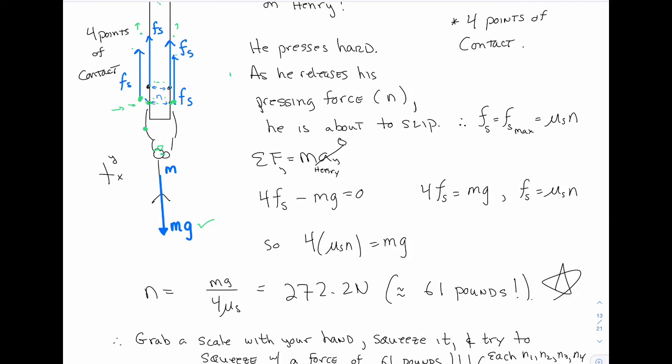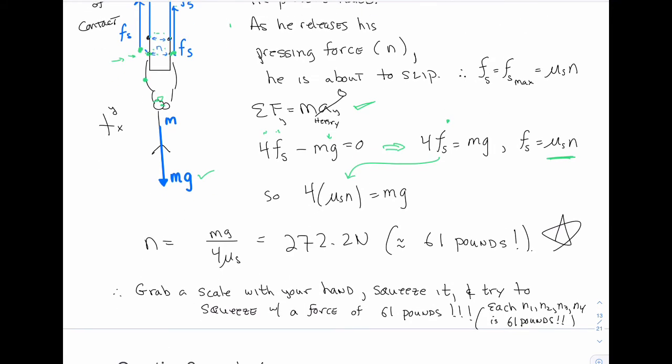I'm applying F equals ma in the y direction. He's not moving. Okay, so I have 4 friction forces that point up, and I have mg that points down. So those 4 point up, that points down, and that's equal to 0. So I wrote this over here, and then remember static friction, because he's releasing his grip and he's about to slip. So static friction is equal to its biggest value. That's where it's equal to mu n. So where I have static friction, I can put in mu n, and I can solve that for n.